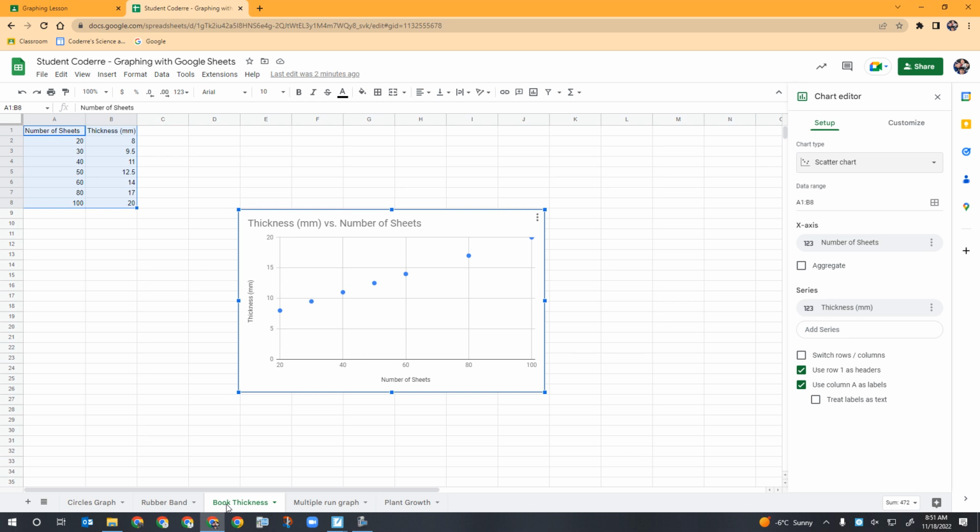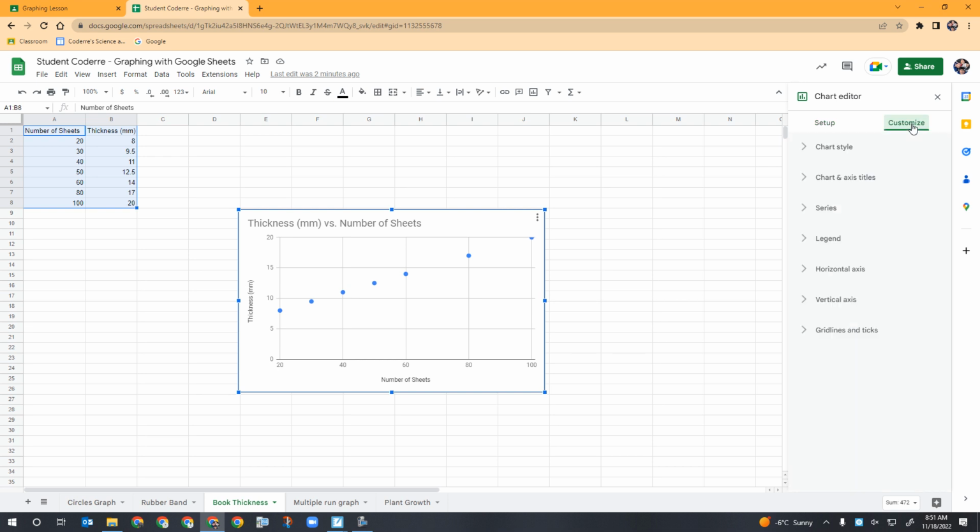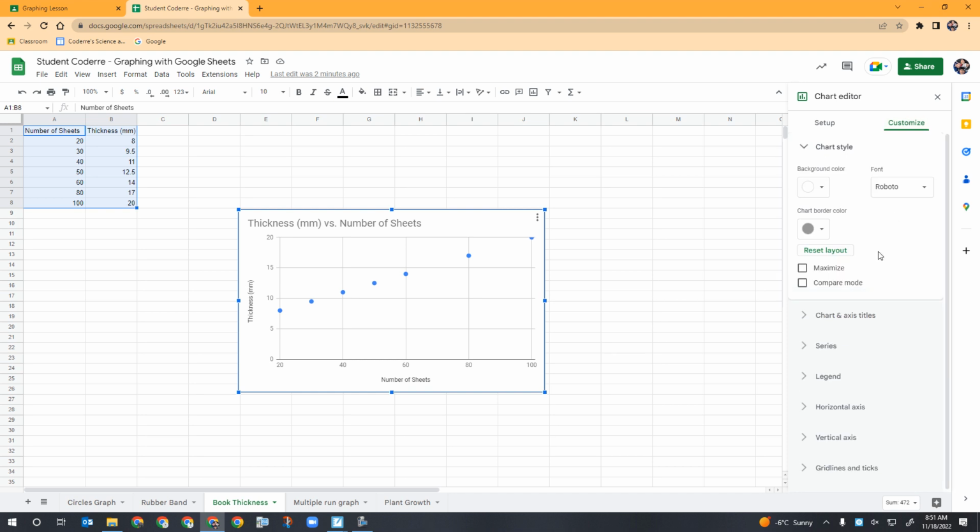Okay. Okay, so now that I've got that, the graph still isn't finished. There's still a couple of things I need to do from the Customize menu over here on the far right. So I want to click on Customize, and one of your options is Chart Style. We don't really need to do much with that. That's where you pick what font it is and what the background color and line colors are. I almost never go in there.